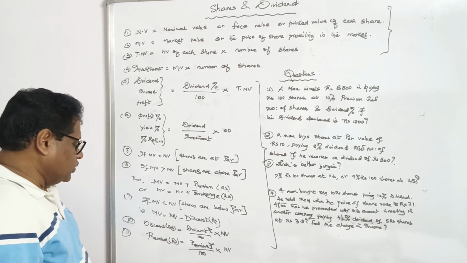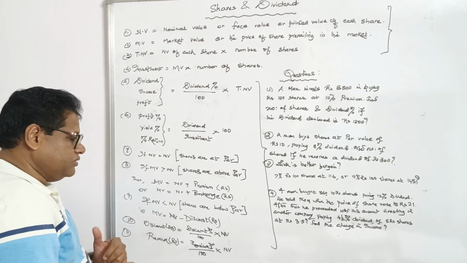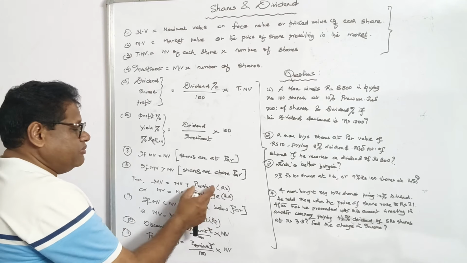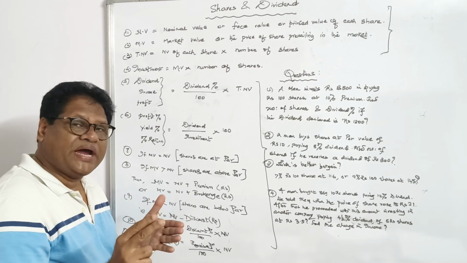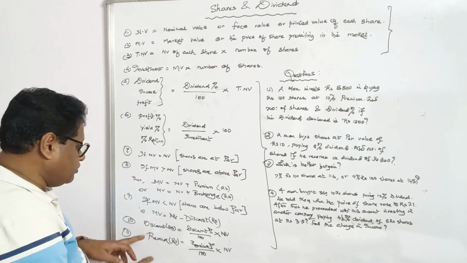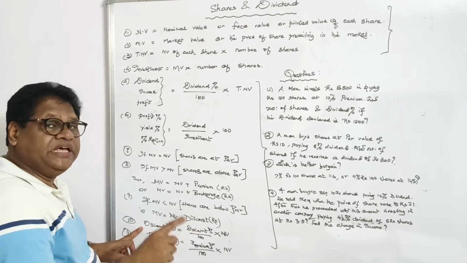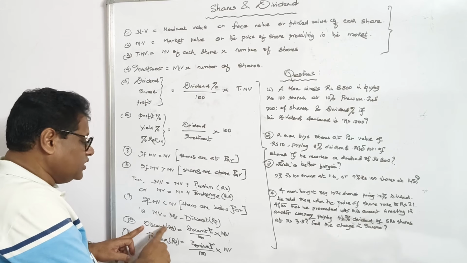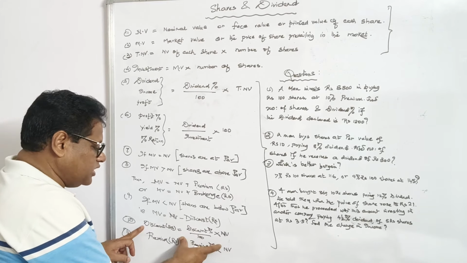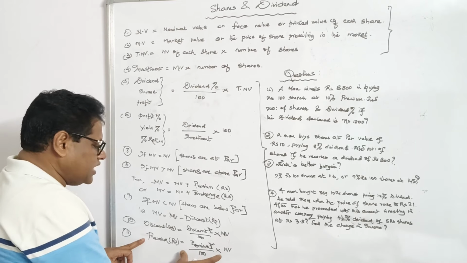So first and foremost, if the discount and premium are in rupees, it is easy to add or subtract. But if it is in percentage, please calculate the discount on nominal value applying this formula and the premium value in rupees applying this formula.